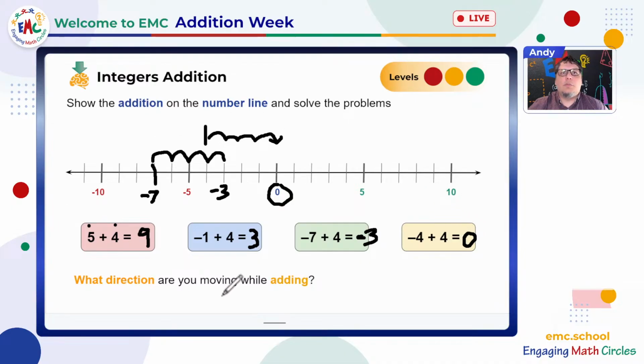So what direction do we move while we're adding? We're always moving right on the number line, or in the positive direction.